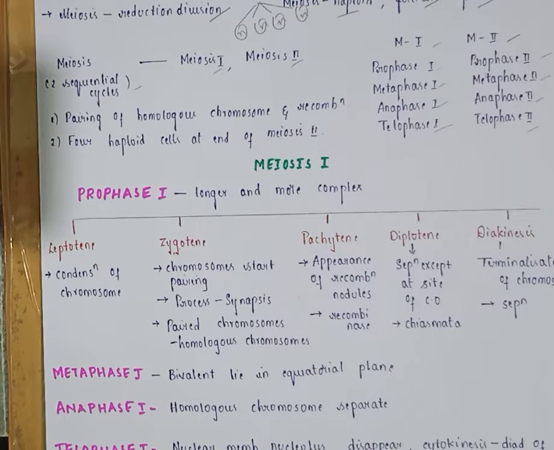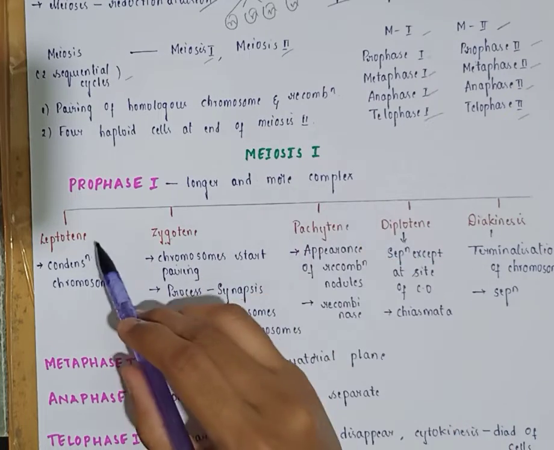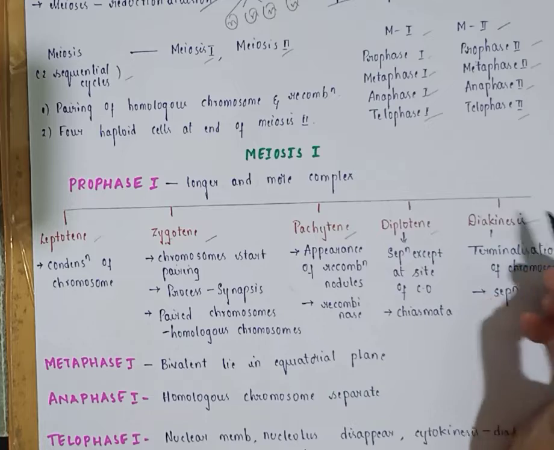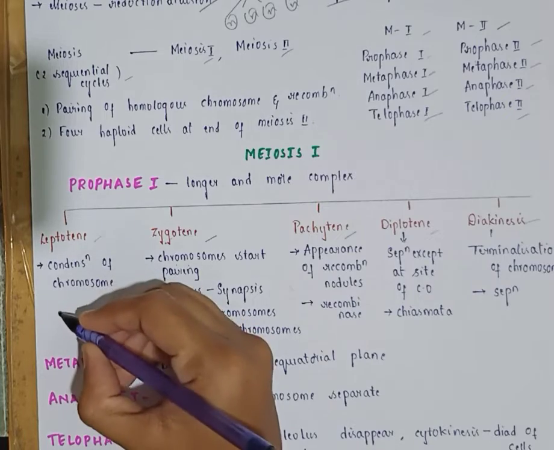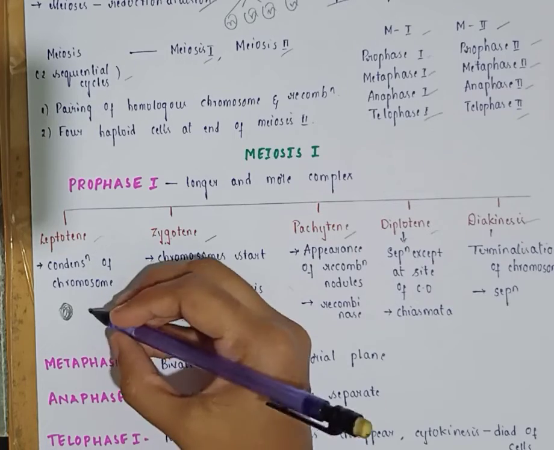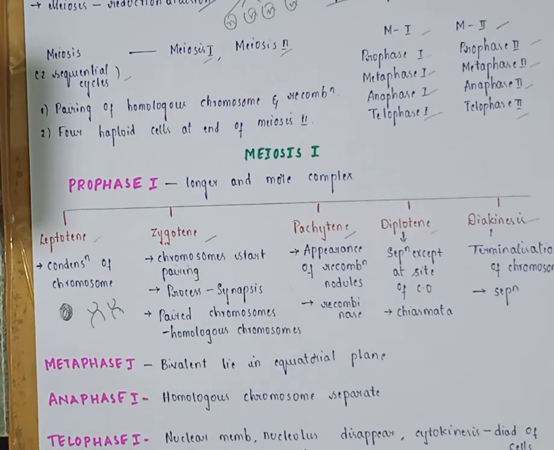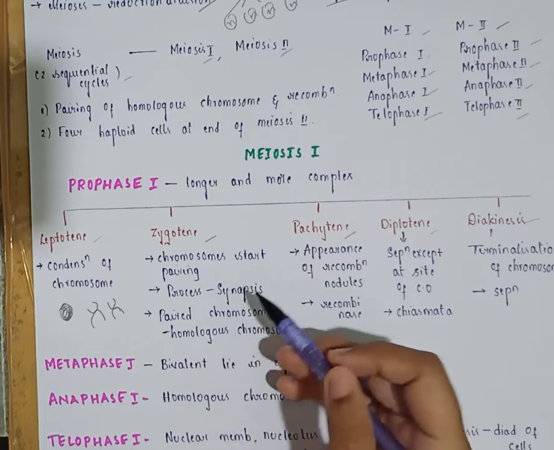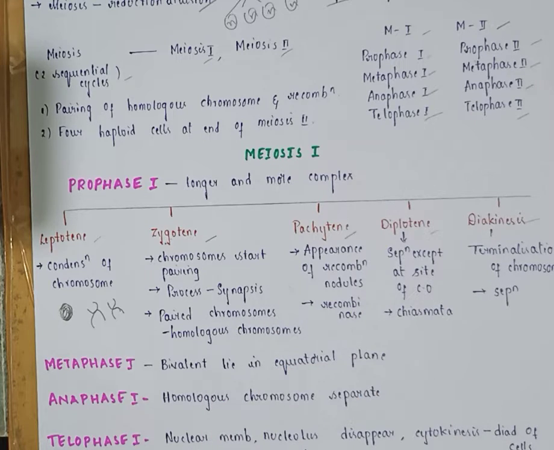In meiosis 1, the first stage is prophase 1. Prophase 1 is longer and more complex. It contains 5 stages: leptotene, zygotene, pachytene, diplotene and diakinesis. During leptotene, condensation of chromosomes occurs. Before the leptotene stage, the chromosomal material is present in a network-like structure, and during condensation, the chromosomes condense to form a chromosome-like structure. During the zygotene stage, the chromosomes start pairing, and the process of pairing of chromosomes is called synapsis, and the paired chromosomes are called homologous chromosomes.